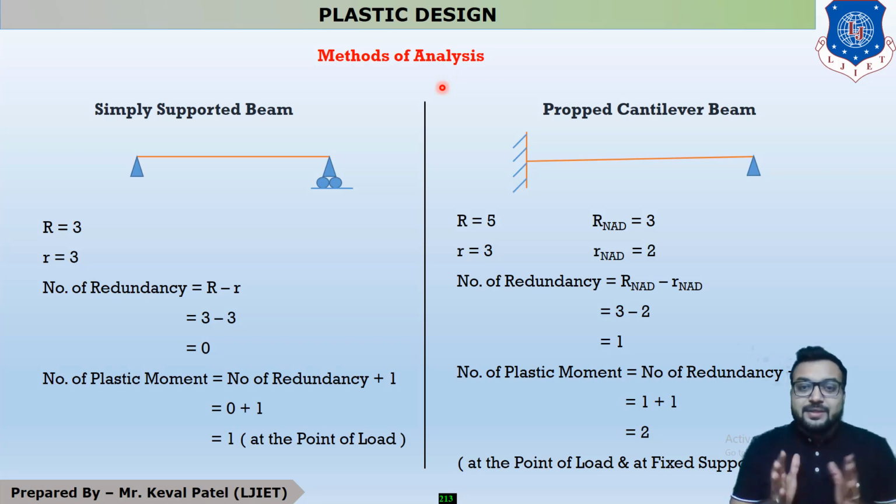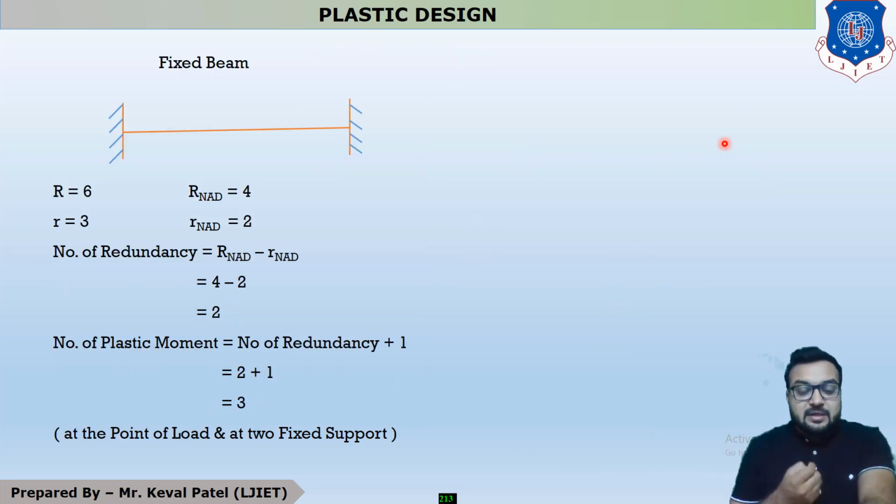So the first question is, what is the difference between simply supported beam and prop cantilever beam? As you already know and see in the figure, in a simply supported beam, both the supports are simple. In a simply supported beam, the left support is a hinge support and the right support is a roller support. Similarly, in a prop cantilever beam, the left support is a fixed support and the right support is a simple support. After these two types of beam, the next type is fixed beam, and as the name suggests, in a fixed beam both the supports are fixed.